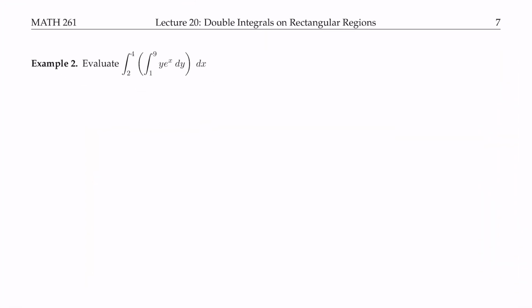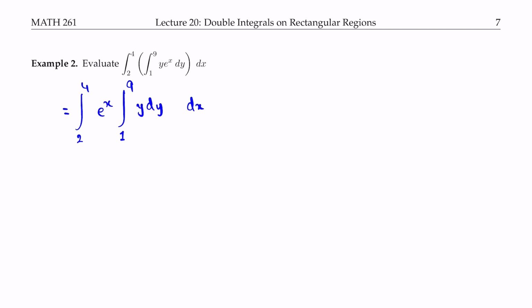In the next example, we're going to evaluate the double integral with just the suggested order of integration. So in this case, you would like to integrate the function with respect to y first and then with respect to x. So we're going to evaluate the inner integral as follows. So it's equal to the integral from 2 to 4 of. So when you evaluate the integral with respect to y first, x is a constant, so e to the x is also a constant. So you can pull e to the x out of the integral operation and just evaluate the integral from 1 to 9 of y dy, and then with the x.